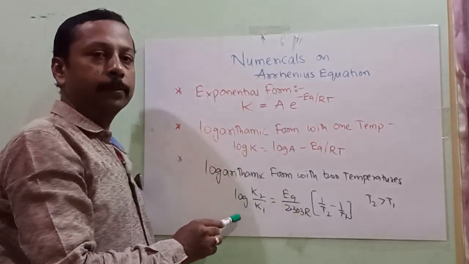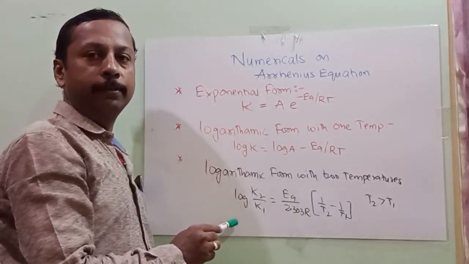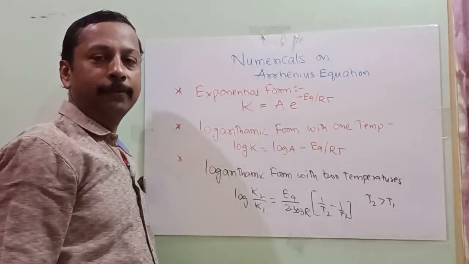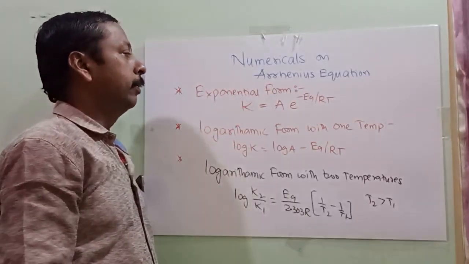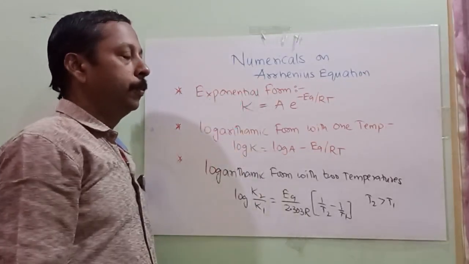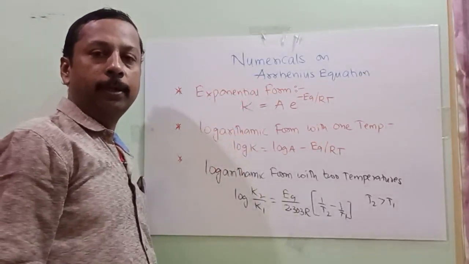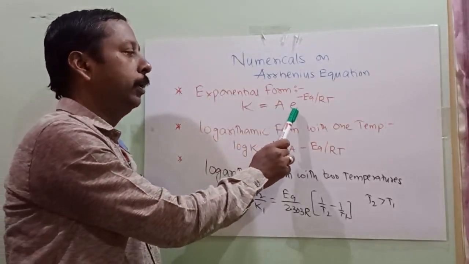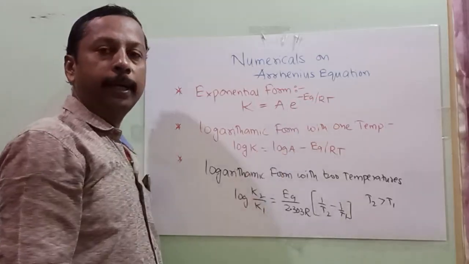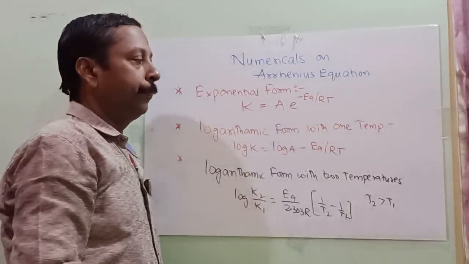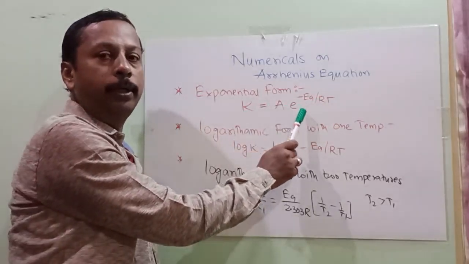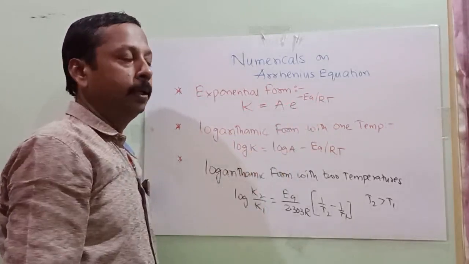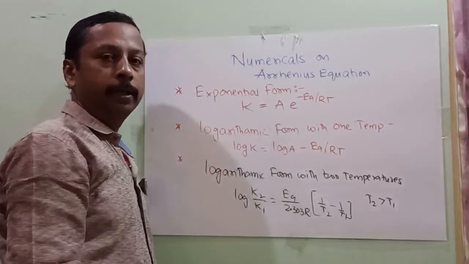Before starting the numerical session on Arrhenius equation, there are three different forms of the Arrhenius equation. First is called the exponential form: K is equal to A into e to the power of minus EA upon RT. That is called the exponential form.